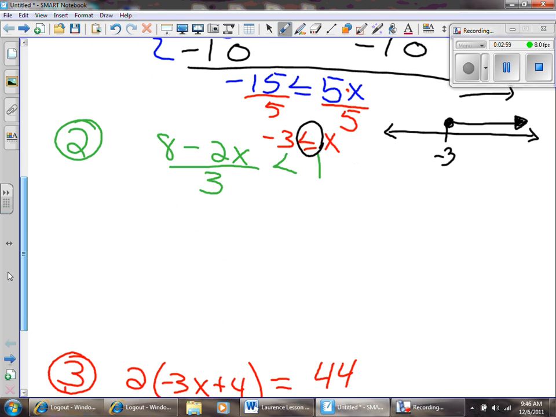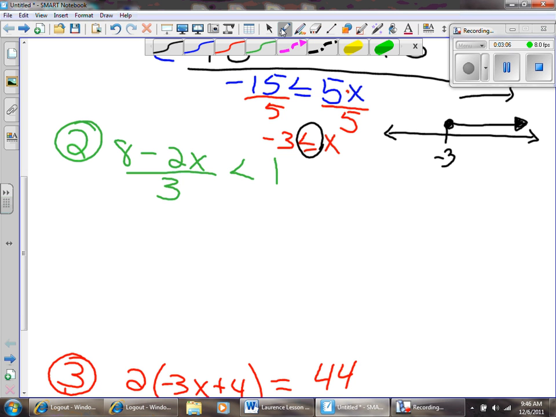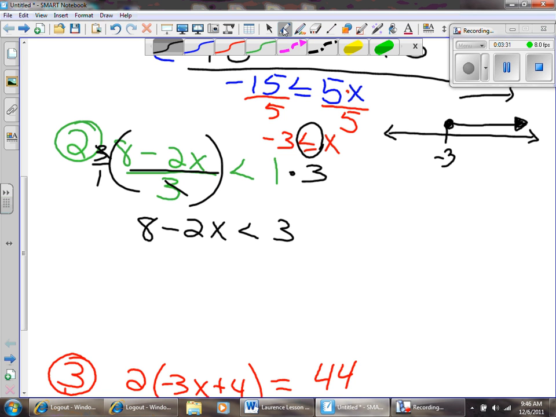All right, scrolling down to number 2. Give myself a little bit of room here. There we go. That's perfect. Number 2. I don't like that negative. I don't like the fraction. I will get rid of the 3. It's attached by division, so I will multiply both sides by 3. The 3's will end up canceling, leaving me with 8 minus 2x is less than 3. Now it's just a simple two-step inequality.